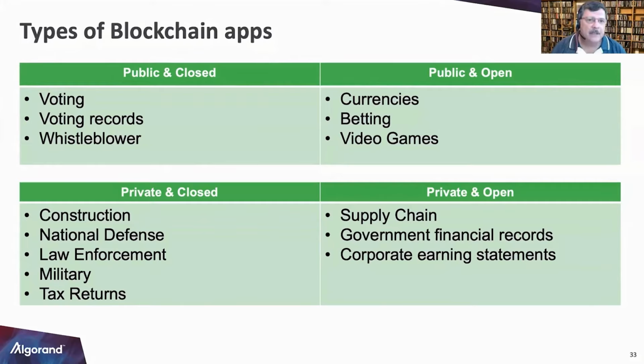That's a voting scenario, perhaps, where it's got to be public, but you want it to be closed until maybe all the voting happens or something like that. And then private and open at the bottom, very good for supply chain type scenarios where you have several checkoffs along the way, corporate earnings statements, that sort of thing. And then the most private, at the bottom left, private and closed, with construction, national defense, law enforcement, military.